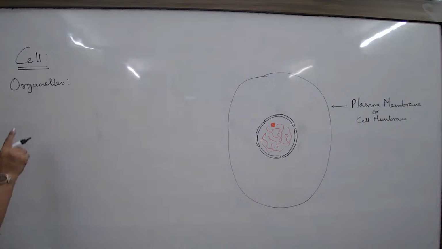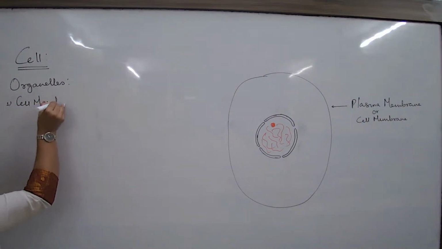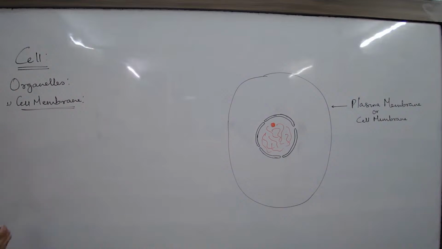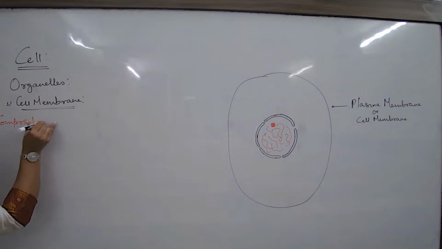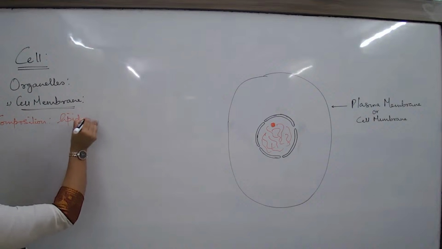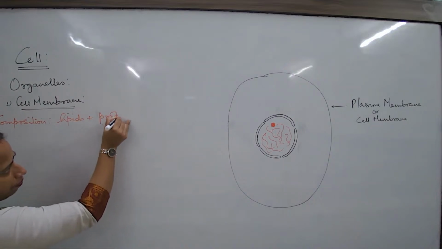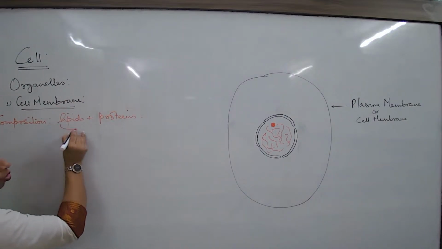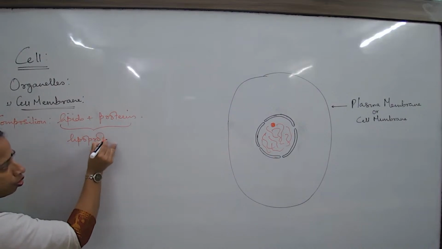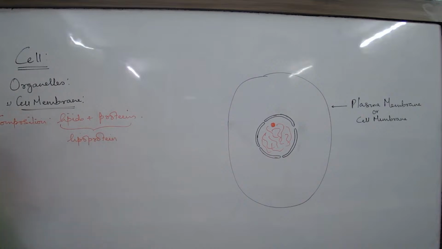The first cell organelle that we start with would be the cell membrane. What is the other name for the cell membrane? Other name for the cell membrane is plasma membrane. Now, the plasma membrane, what is it made up of? What is its composition to understand? Composition is, it is made up of lipids and proteins. What is lipids? Lipids means fats. Lipids and proteins. So that's the reason you would write it is made up of lipoprotein.